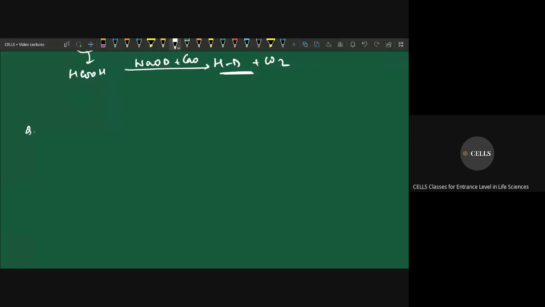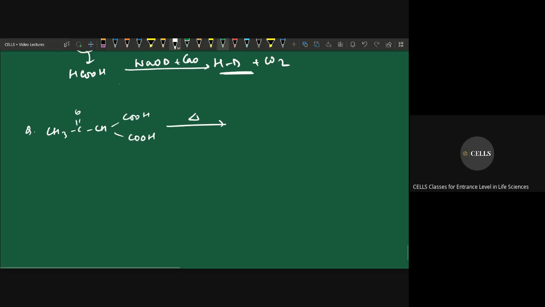Now, suppose we have this CH3COCH(COOH)COOH. Suppose if we heat this, what will be the answer?